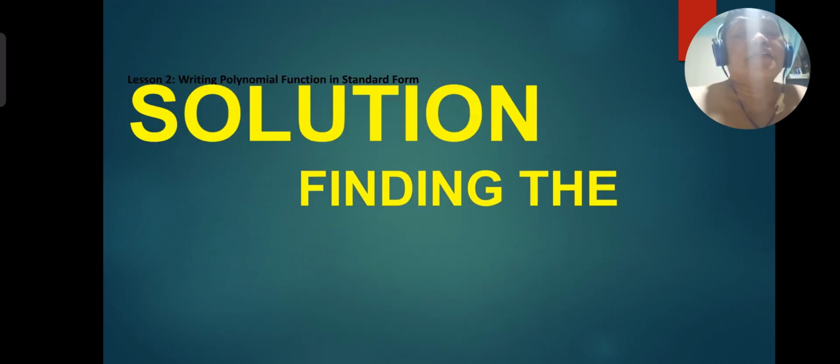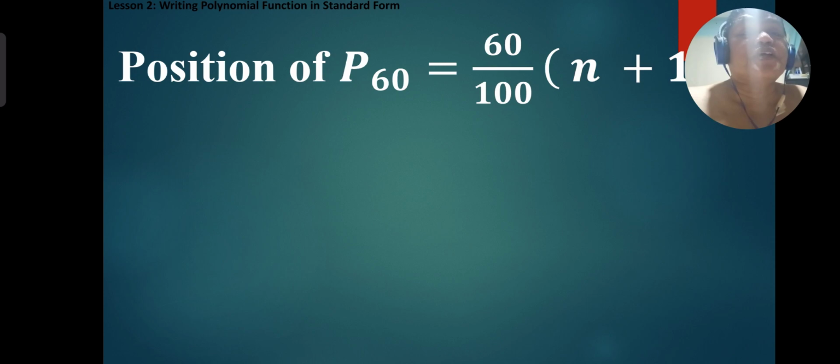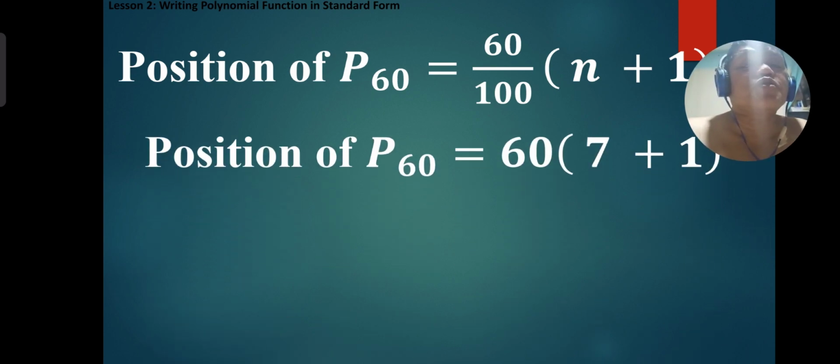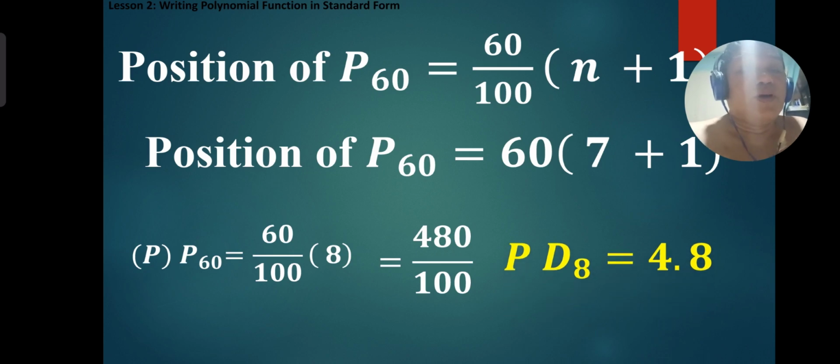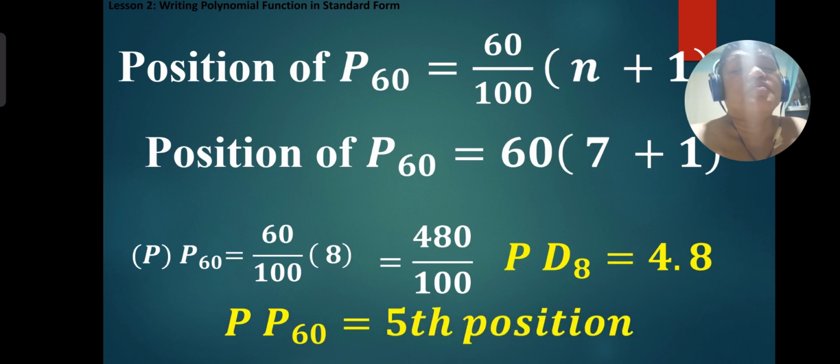Let's have first letter A. Finding the 60th percentile. The position of the 60th percentile is equal to 60 over 100 times n plus 1. We substitute the value of n, which is equal to 7. So 60 over 100 times 7 plus 1, which is 8. So we have 480 over 100, which is 4.8. And the 60th percentile is in the 5th position.